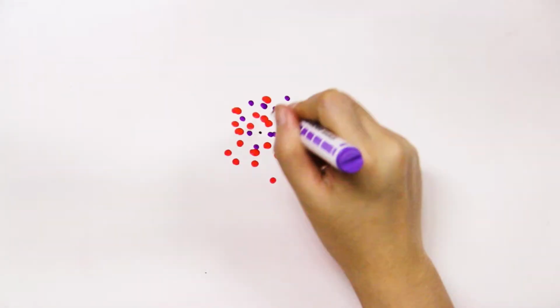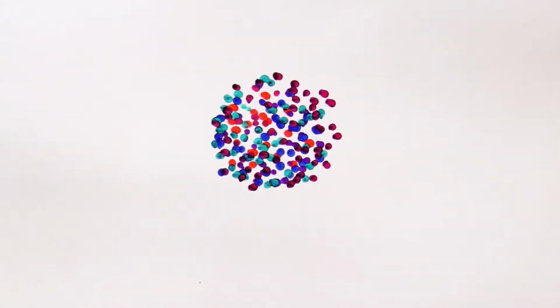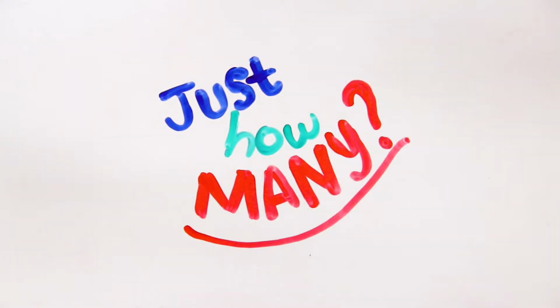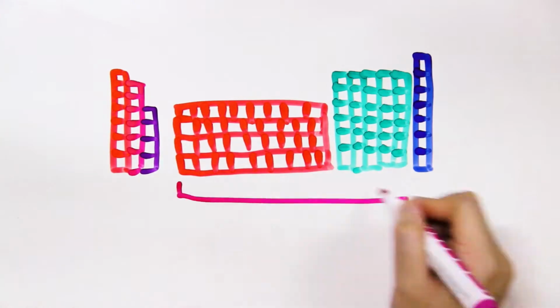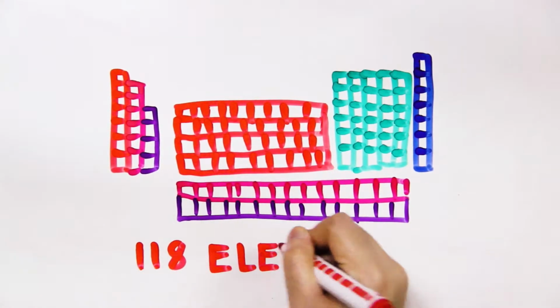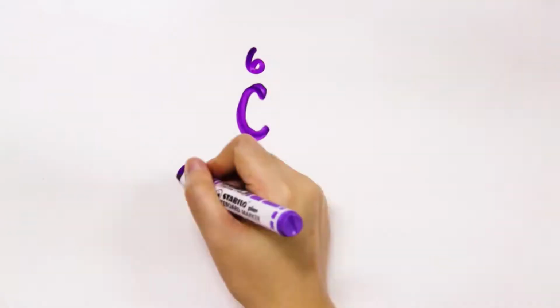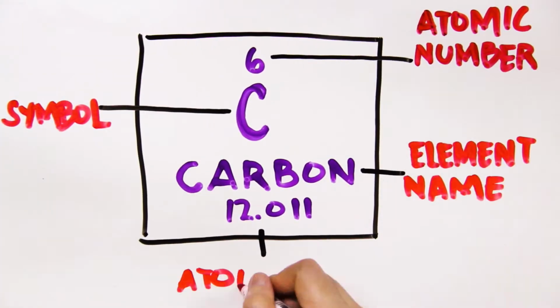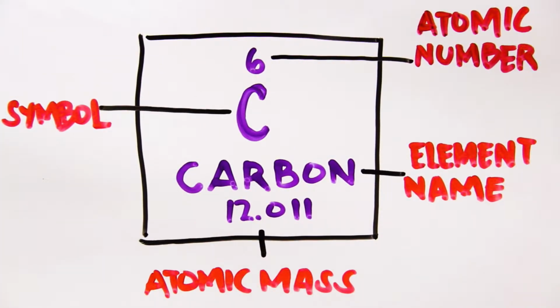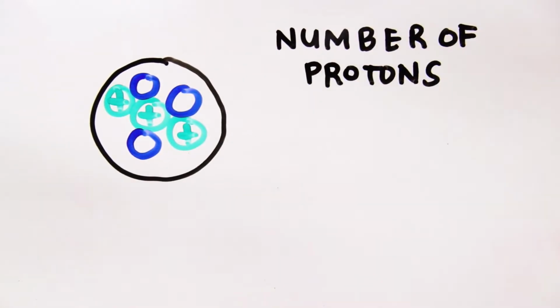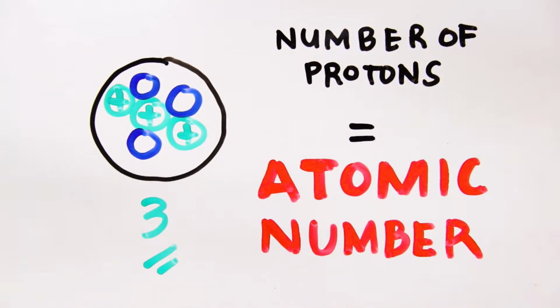But we know that there are many different substances in the universe. Just how many are there? To answer that, we need to go back to the periodic table. The periodic table lists 118 elements. Man, that's a lot of elements. Each element is made up of a unique atom. This depends on how many protons there are in the atom. We call this the atomic number.